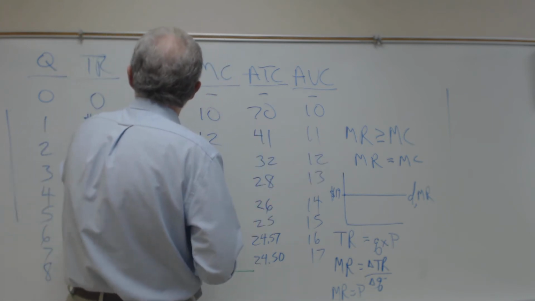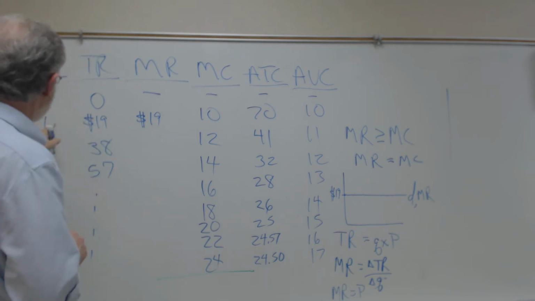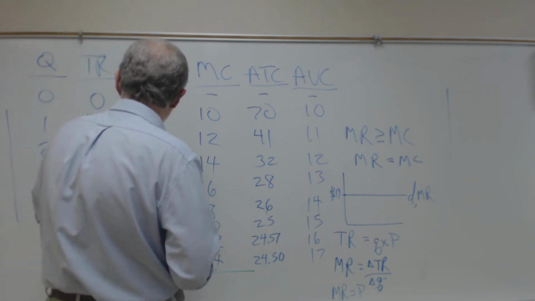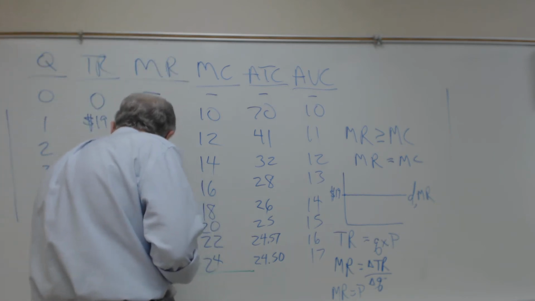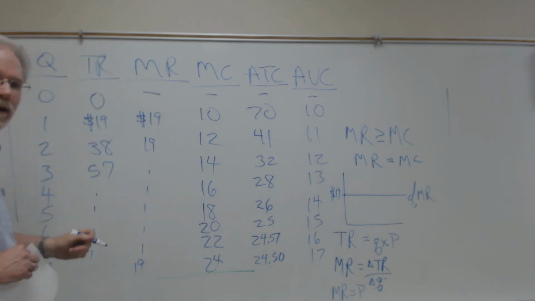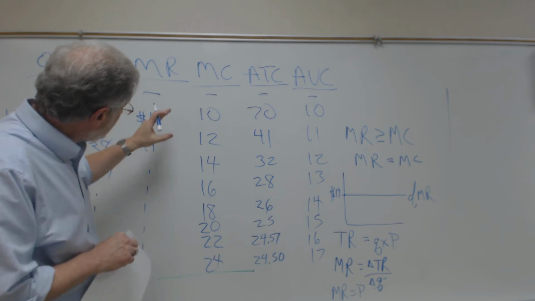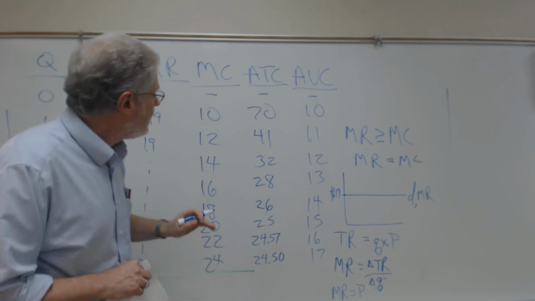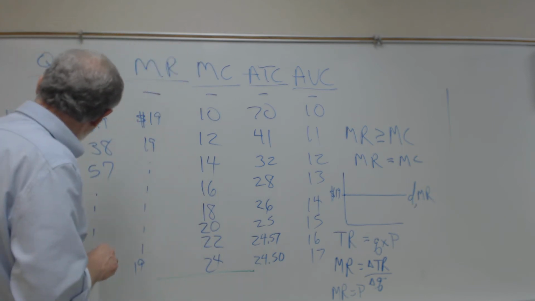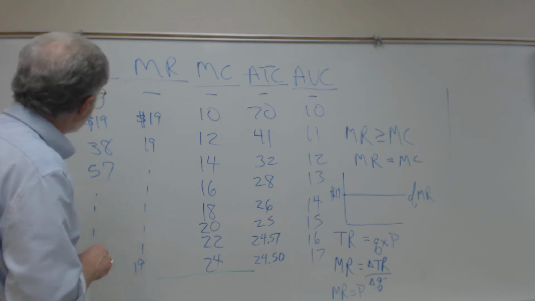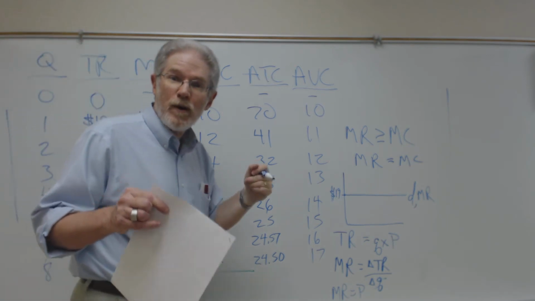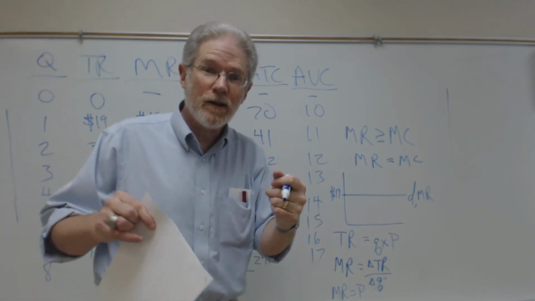So MR for the first is 19, for the second it's 19. For every unit, marginal revenue is 19. So now we have all the information that we need. The firm says, if I produce the first unit, how does that affect my revenue? How does it affect my cost?